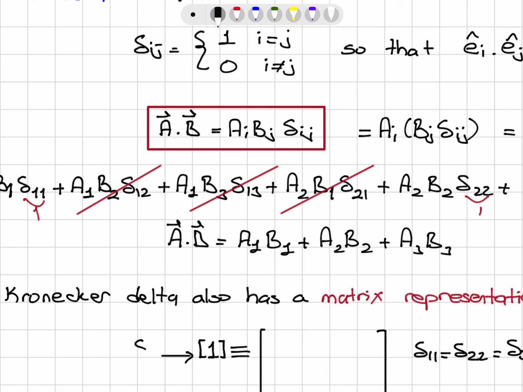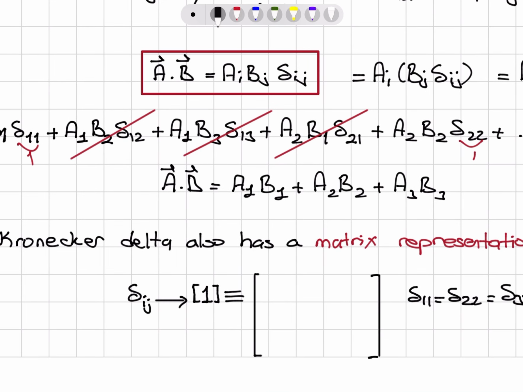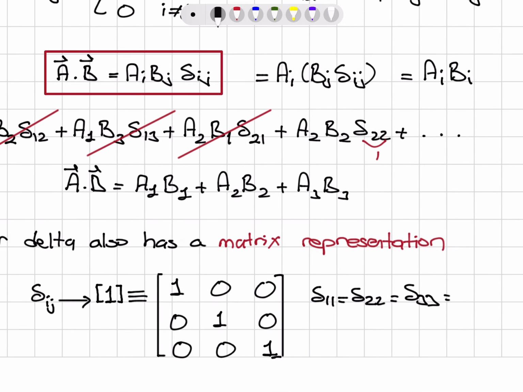Kronecker delta IJ is shown with this unit matrix. When I and J are equal, it is equal to 1. So delta 1, 1 is 1. Delta 1, 2 is 0. Delta 1, 3 is 0. Delta 2, 1 is 0. Delta 2, 2 is 1. Delta 2, 3 is 0. Delta 3, 1 is 0. Delta 3, 2 is 0. And delta 3, 3 is equal to 1. So delta 1, 1, delta 2, 2, and delta 3, 3 are equal to 1. So this gives me the matrix representation of the Kronecker delta.